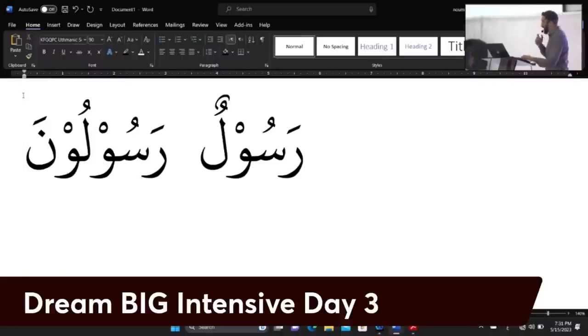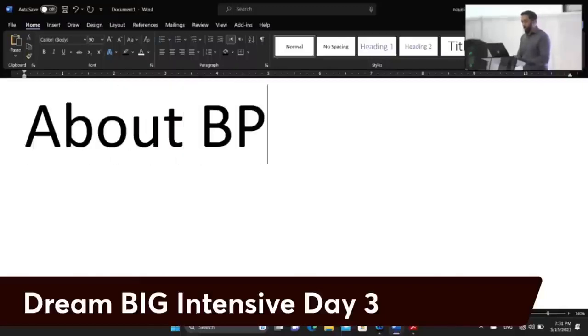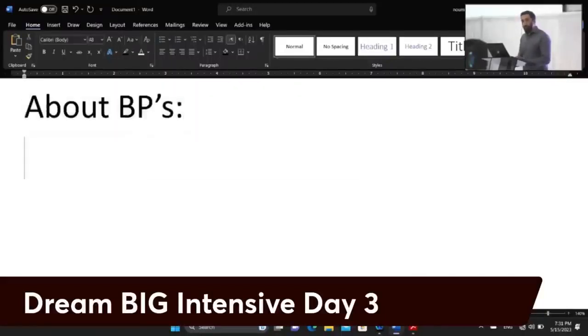Okay, so now, the chart that we learned was regular plurals. What the chart does not cover is broken plurals. Now, broken plurals, you should know a few things about them. Is the plural for Rasul, Rusul, or is the plural for Rasul, Rasuluna?